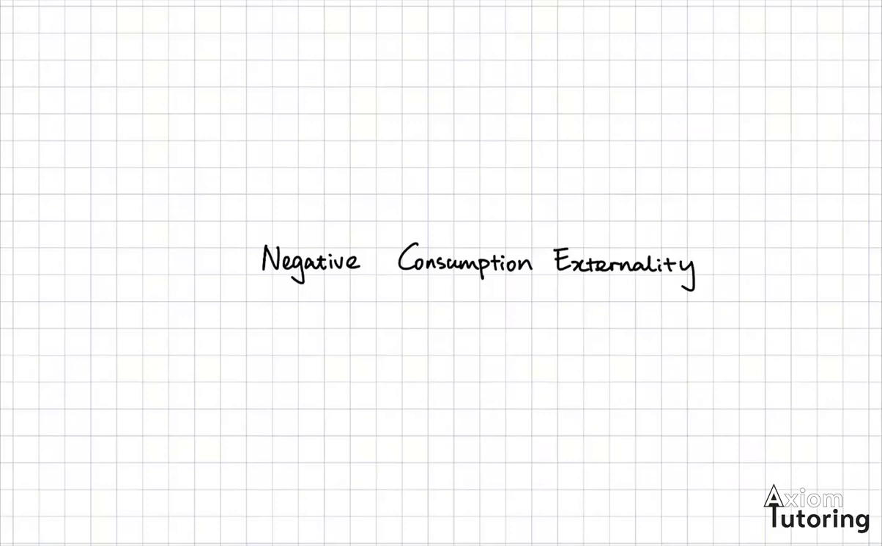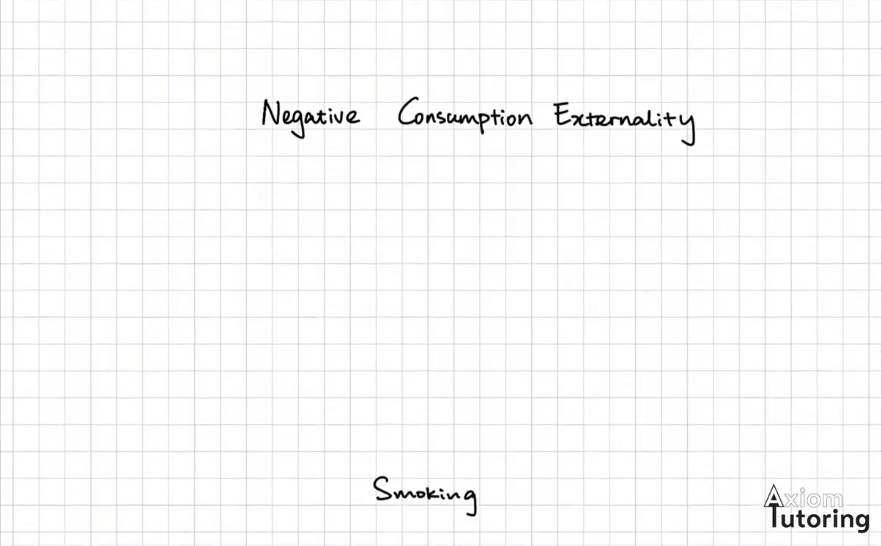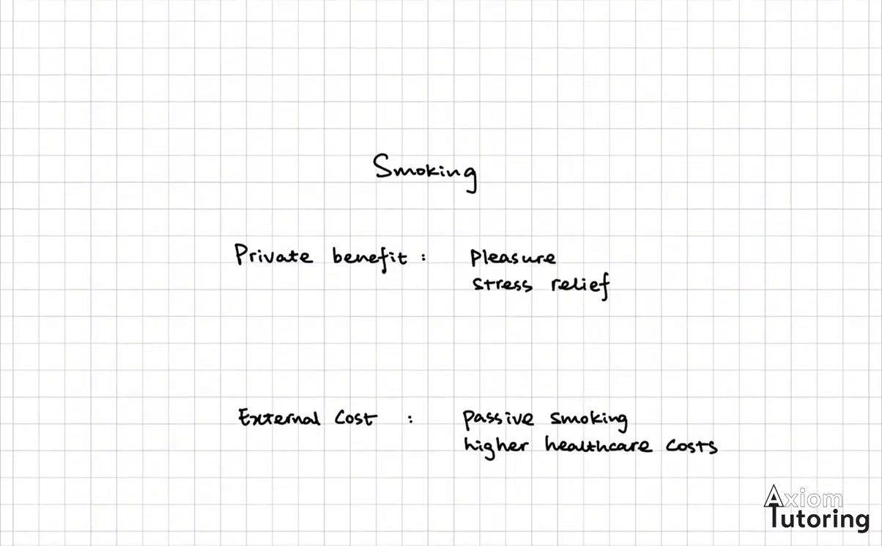In this video, we're going to do negative externalities of consumption. That's when consuming a good creates external costs for other people. And the result is the market consumes too much compared to what is socially optimal. One example is smoking, especially in public places.